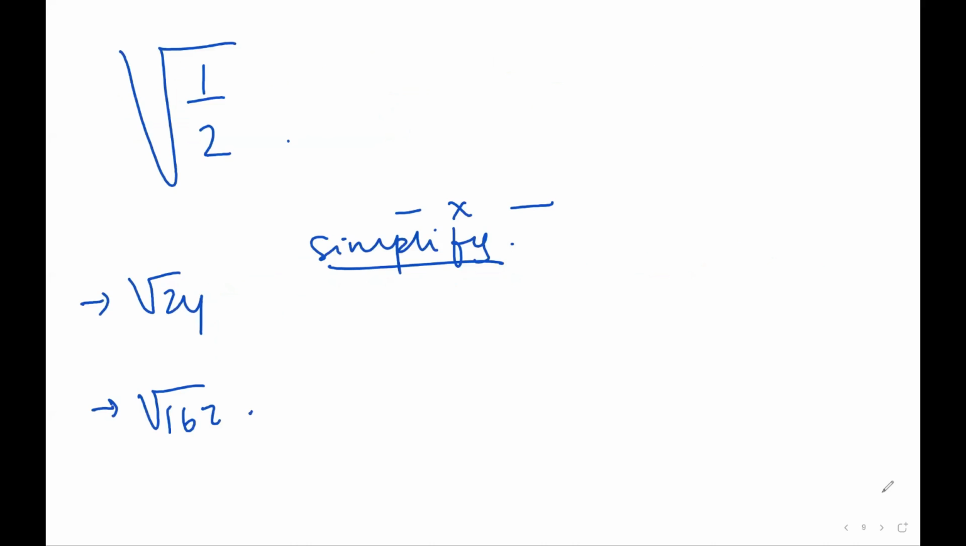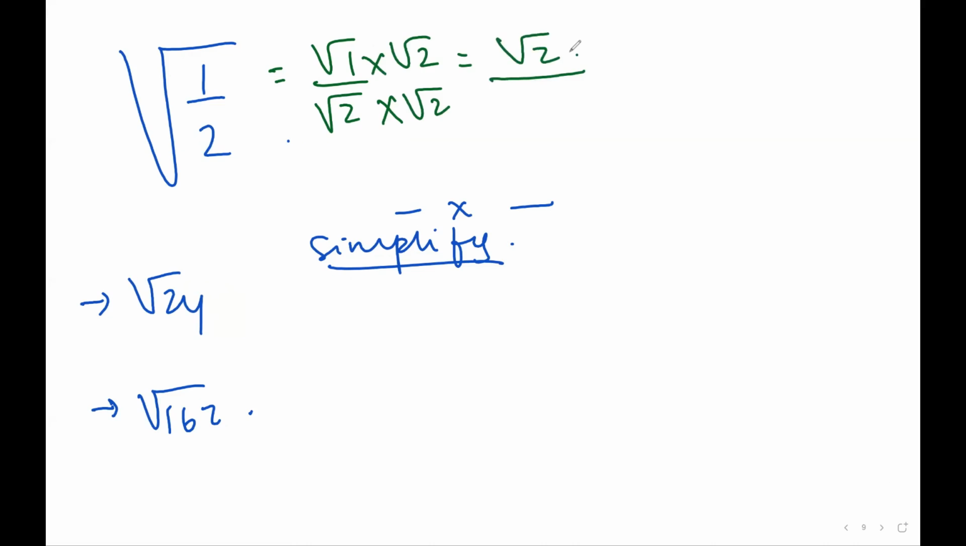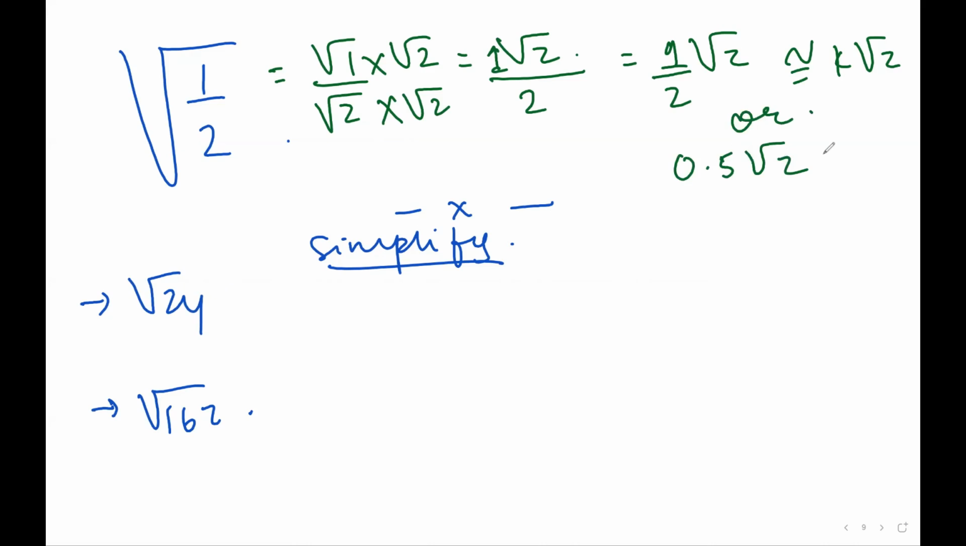Here root 1 over 2, basically it is like this, root 1 over root 2. You will be doing rationalizing here, into root 2, here also into root 2. So this is root 2. Root 2 into root 2 is root 4, which is square root of 4 is 2. Correct? So in terms of k root 2, your k is half and this is root 2. So answer is half root 2. Or you can present it like this also, 0.5 root 2.